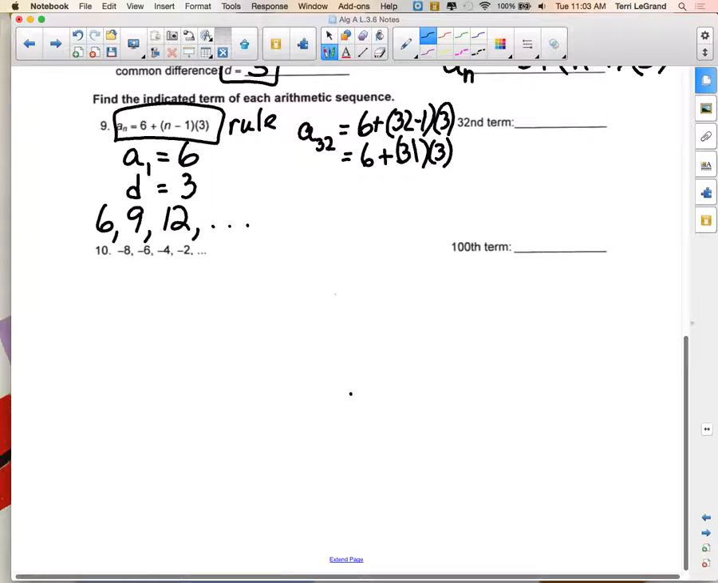So we're following order of operations. Do what's inside parentheses first. Next, do we add or do we multiply next? We multiply next. So 6 plus, what's 31 times 3? 93. And so we are, I think, at our last step, so I'm now going to bring down my a sub 32. I'm going to say that the 32nd term of this sequence is what? 99. Yeah, 99.